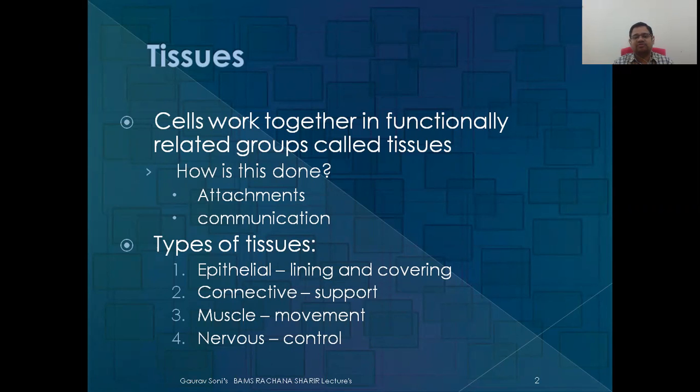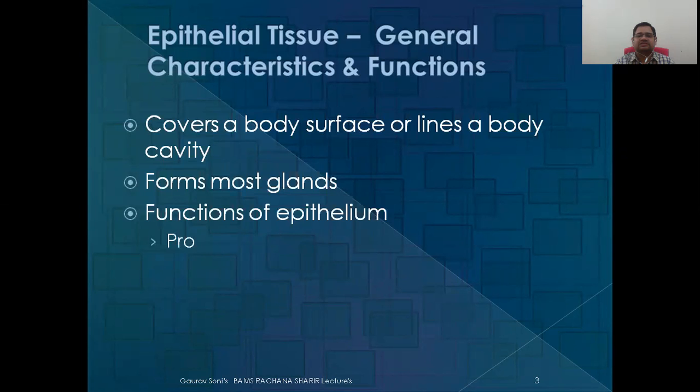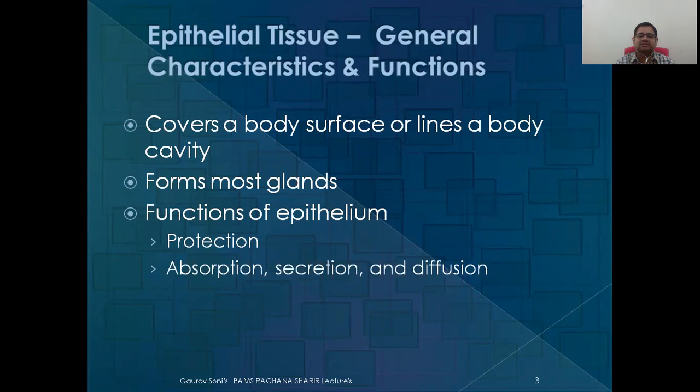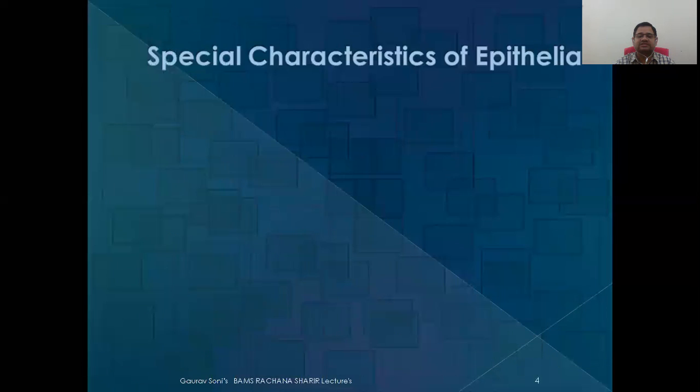There are four basic types of tissues: epithelial, which is especially for lining and covering, then connective, which is the support mechanism of the body, then muscular tissue, which is for movement, and then nervous tissue, which is basically for control. So what are the general characteristics? It covers the body surface or lines body cavities, especially we are talking about epithelial tissue, and forms most of the glands. Functions are protection, absorption, secretion, diffusion, filtration, and forming slippery surfaces like mucus secretions.